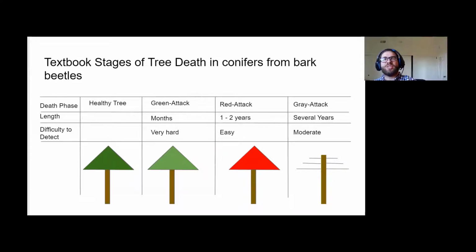Finally, once all of a tree's leaves are lost but the tree remains standing, the tree transitions to the gray attack phase. Since the tree no longer has needles, even at high resolution, a pixel containing gray attack trees will generally be mixed with other ground cover, like bare soil, understory vegetation, and forest litter, and will therefore be more challenging to detect. For any given dead tree, this phase may not occur at all, or it could last several years.